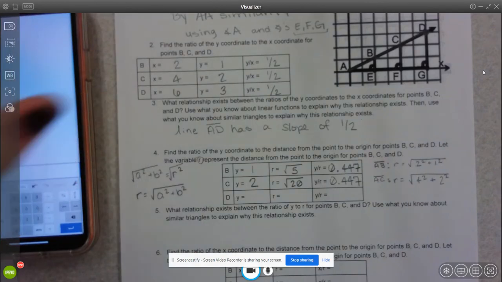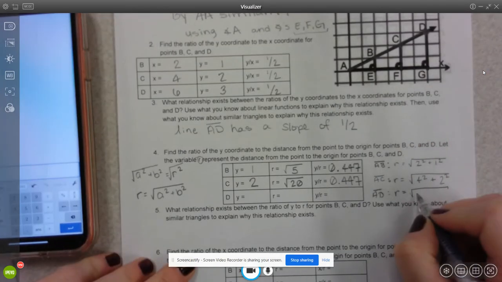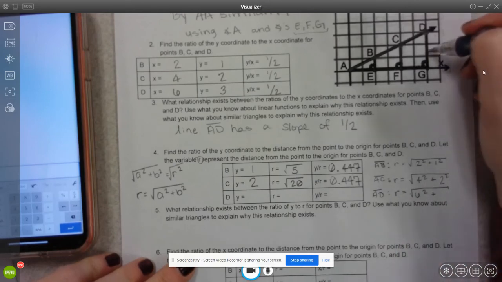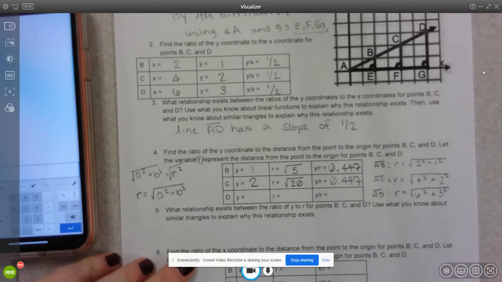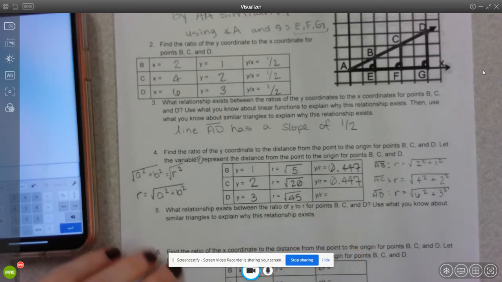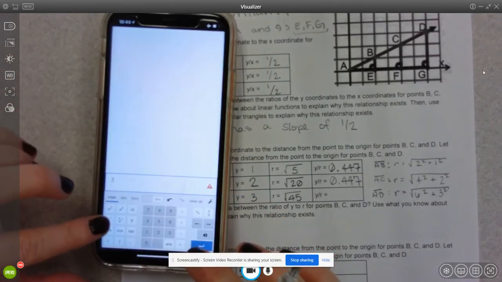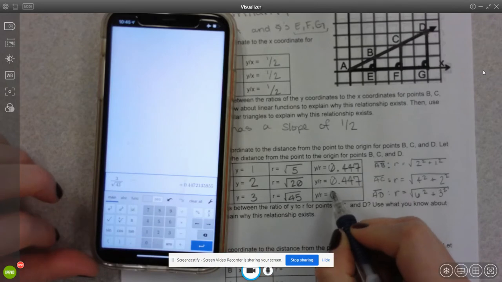All right, last one, AD. My R value is going to be the square root of 6 squared plus 3 squared. 6 squared is 36. 3 squared is 9. So 36 plus 9 gives me 45. And my y value is 3. This should not surprise you, but I'm going to get the same decimal.